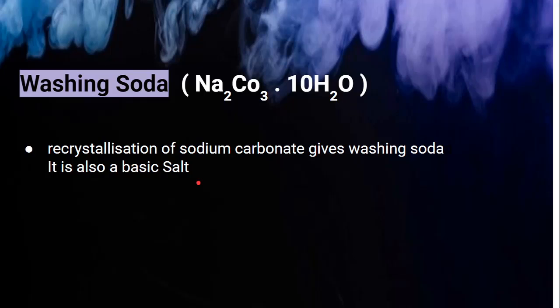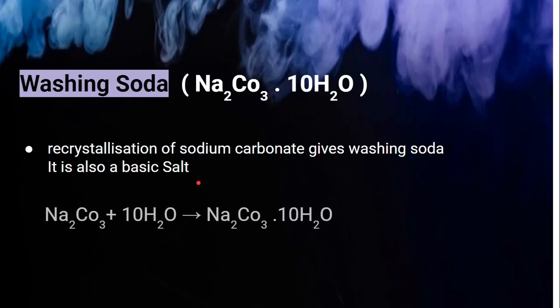The chemical reaction for this process is given by Na2CO3 plus 10H2O gives Na2CO3·10H2O. This is the washing soda that we have got from this reaction. What does 10H2O signify? Does it make Na2CO3 wet? We will address this question in the next section.